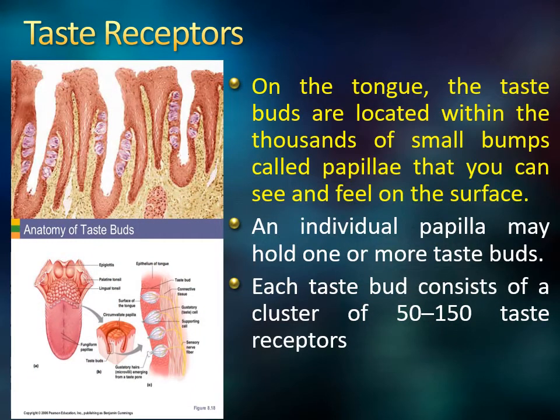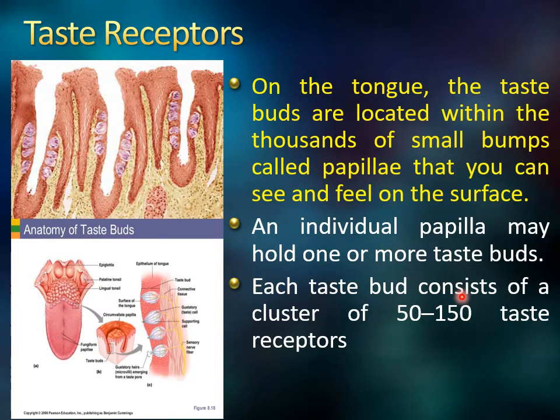So the taste receptors, and this is what your tongue actually looks like. Weird and creepy. Right, so this is the papillae, these are the little bumps on your tongue, and then you've got the little taste buds here, and then they go down, all the way down there. So on the tongue, the taste buds are located within the thousands of small bumps called papillae that you can see and feel on the surface, and you really know about it if you bite your tongue or burn your tongue. An individual papilla may hold one or more taste buds.